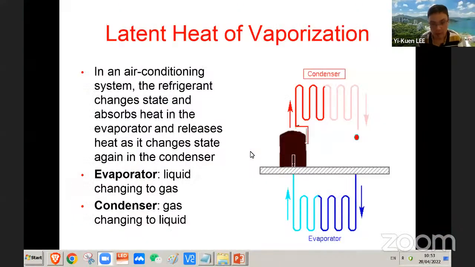Okay, now I try to really link these two key components of any kind of AC.